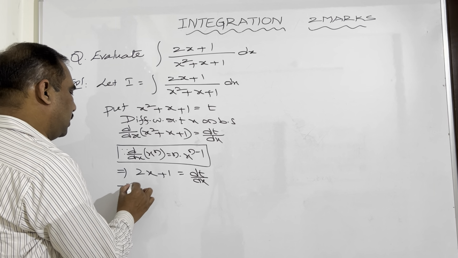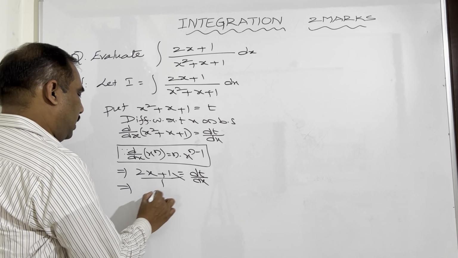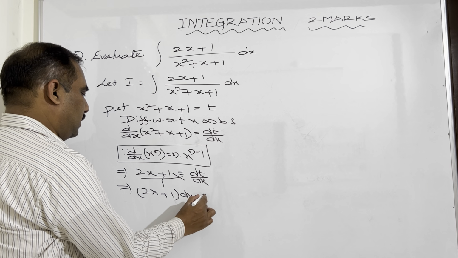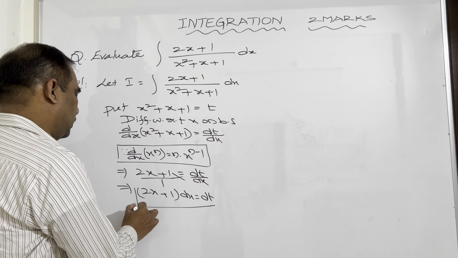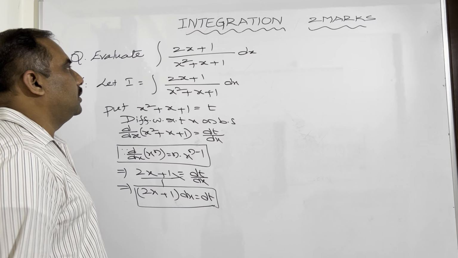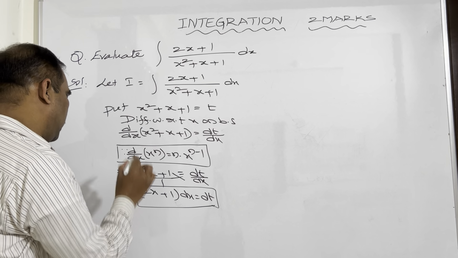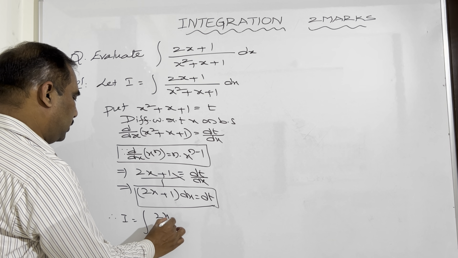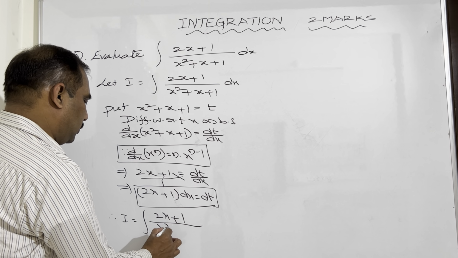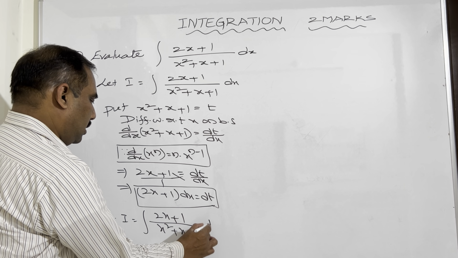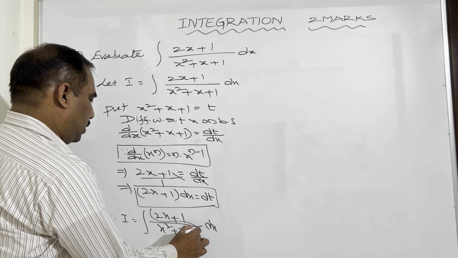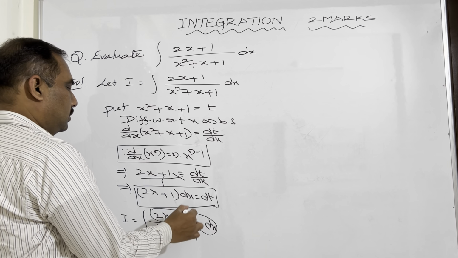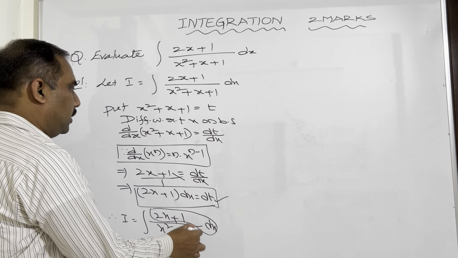From this, by cross multiplication, we get (2x + 1) dx is equal to dt. Now what is the given integral? Therefore I = ∫ (2x + 1)/(x² + x + 1) dx. Here (2x + 1) dx is replaced by dt, and x² + x + 1 is t.